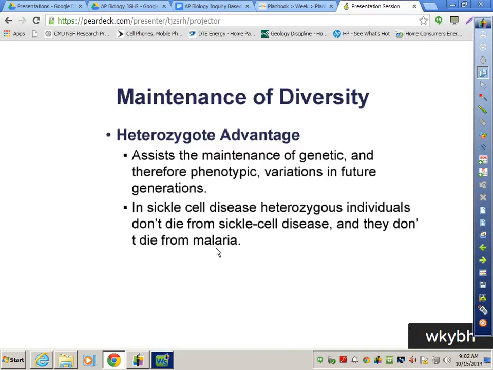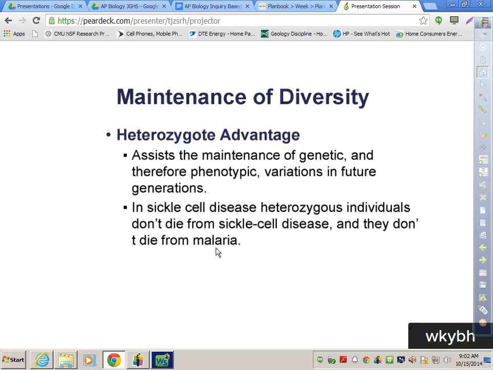So the heterozygote advantage assists in the maintenance of genetic and therefore phenotypic variation in future generations. So what if brown took over and then brown was dominant and was there all the time? Would you ever have variety? No. The fact that I'm able to carry a blue-eyed trait is awesome. That means I can mix it up. We can mix the gene pool up later, right? Now think about this happening in 30,000 different genes in your body. That lends to our biodiversity.